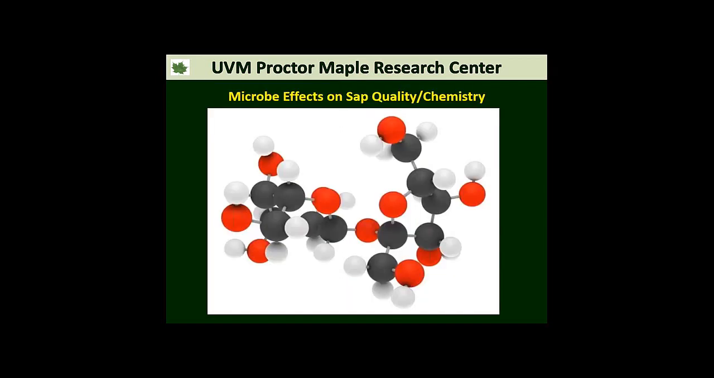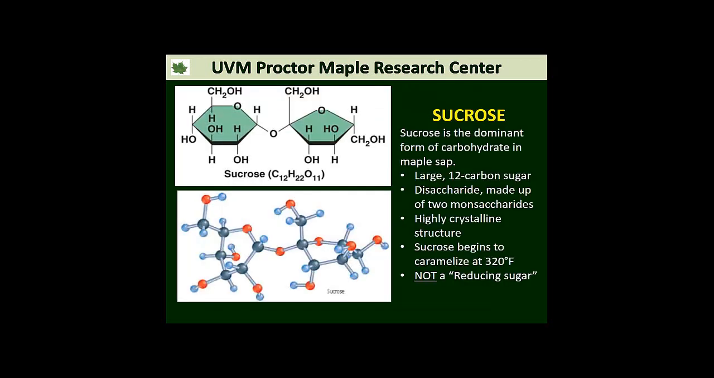So this is a nice, pretty picture. And anybody know what this is? It's a pretty picture of sucrose. This is the sucrose molecule. Sucrose is the dominant, by far, the dominant form of sugar that is in sap. And so when we talk about sap and the sugar that we're getting from that, we're really talking about sucrose and sucrose chemistry. And the thing to look at is it's a very, very big sugar.